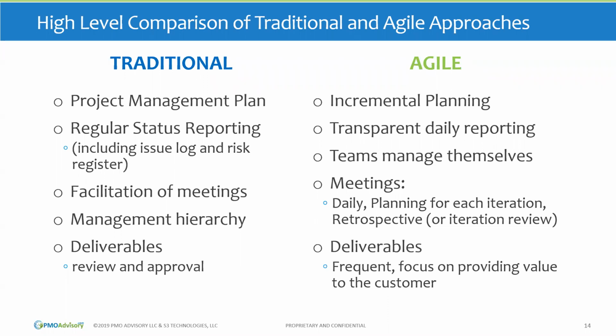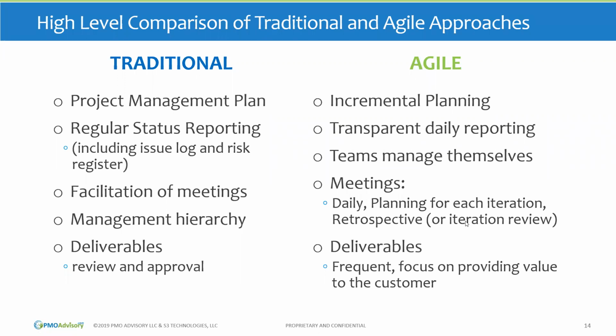So in traditional, we have teams that are managed by the project manager, and Agile teams are managing themselves. So, you know, they're self-organized. That doesn't mean they get to decide what's the priority of things they're doing, but they do get to decide how they complete that work. Okay, so that's a good distinction.